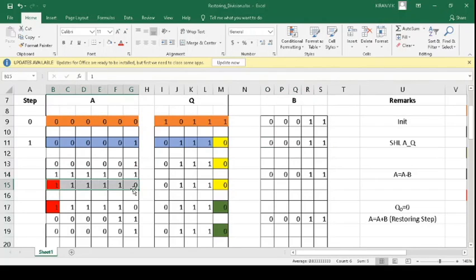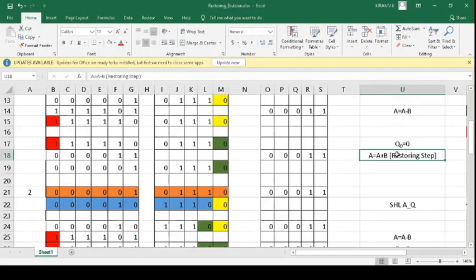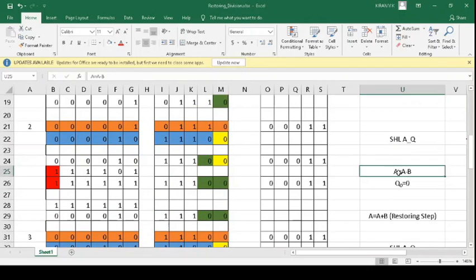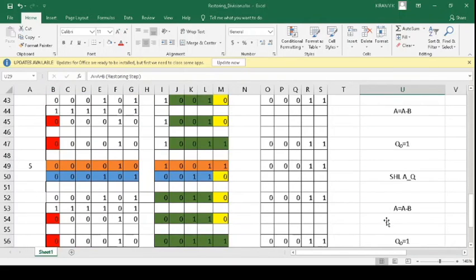So we need to check the sign of the result. If the result is negative, there will definitely be a restoring step. Note that wherever the result of A equal to A minus B is negative, there will be a restoring step throughout this restoring division algorithm.